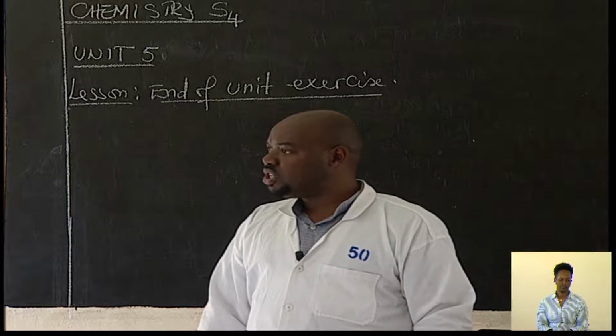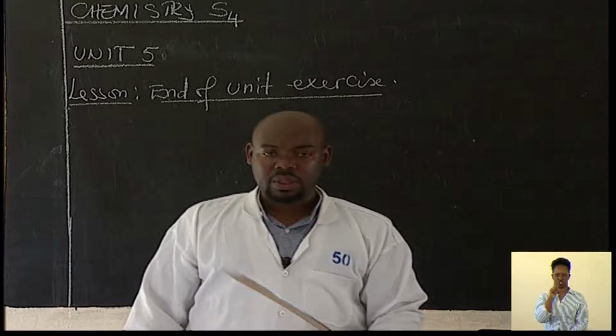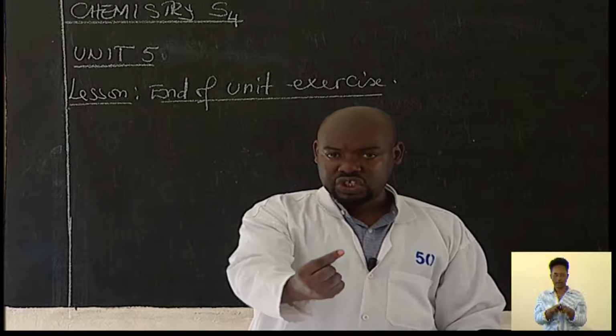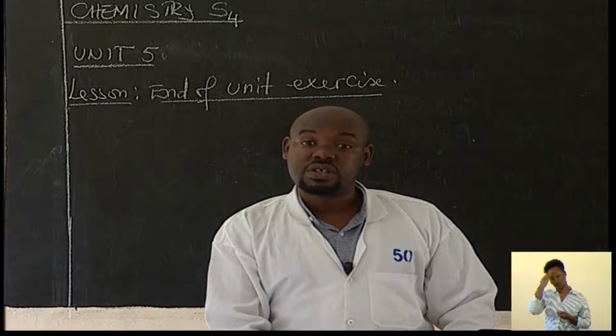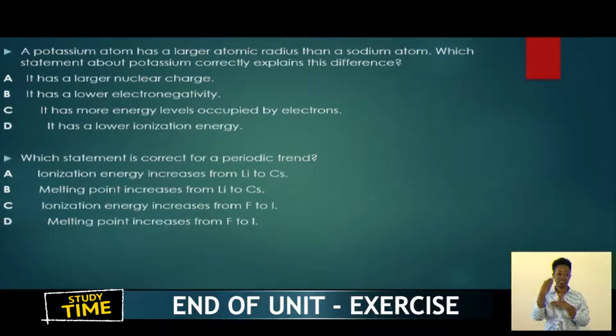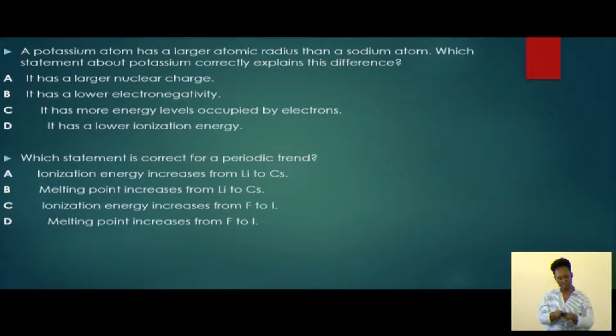For a periodic trend, which statement is correct? Ionization energy increases from lithium to cesium. What happens in a given group as we move down the group? Does ionization energy increase or decrease? We know that it decreases. So as it decreases, this statement is not correct for a periodic trend, because it is actually the opposite of what happens. B, melting point increases from lithium to cesium. That is not right. We know that it decreases down the group, so the statement is not correct.